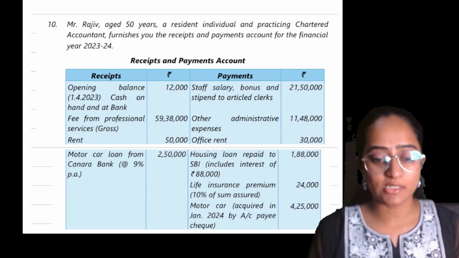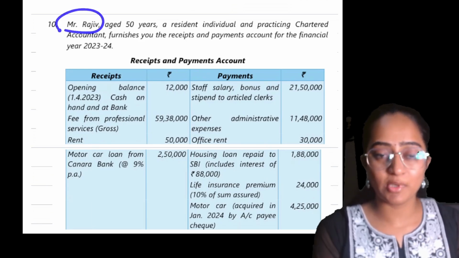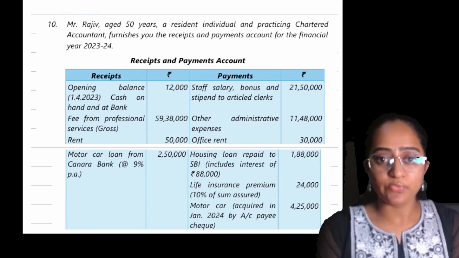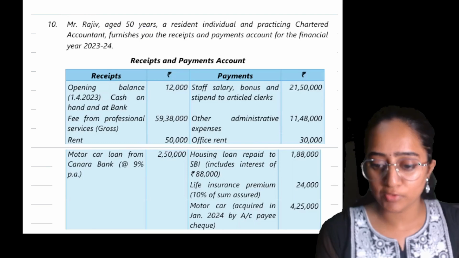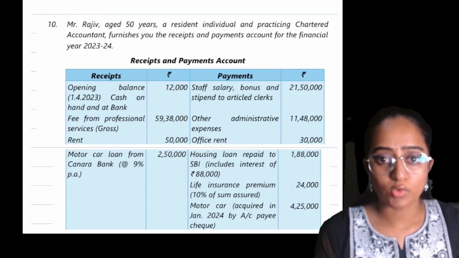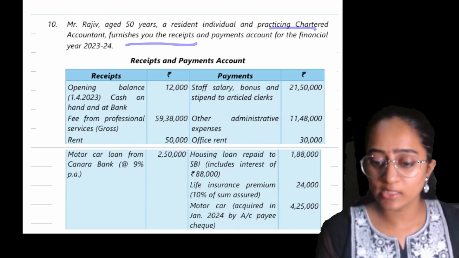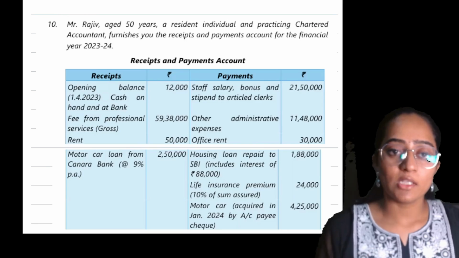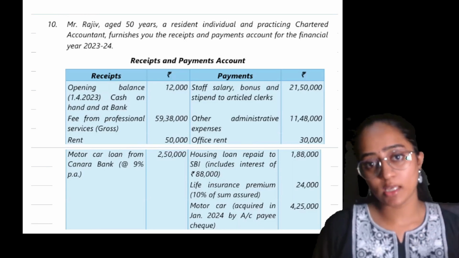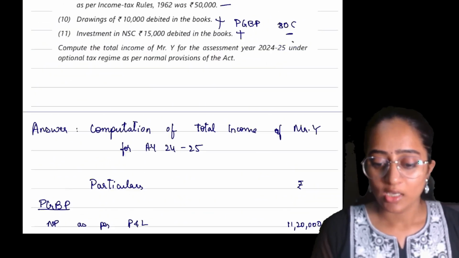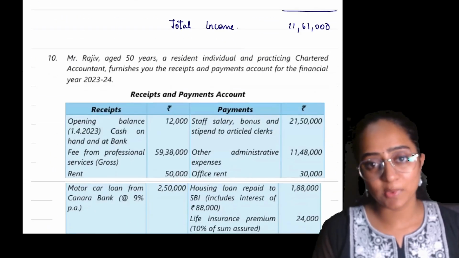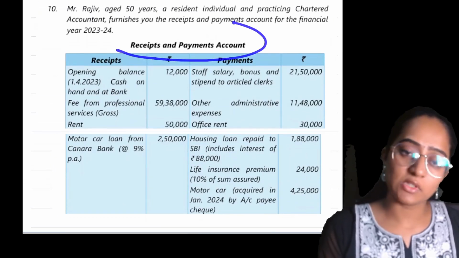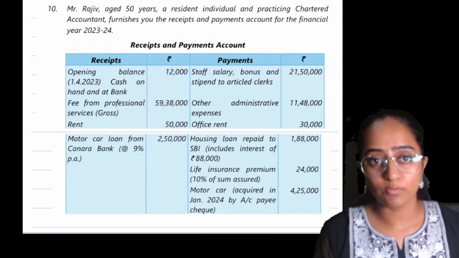Next question, Mr. Rajiv, question number 10 of your test your knowledge. Age 50 years, a resident individual and a practicing chartered accountant furnishes you the receipts and payments account. See, this question is a bit different. Okay, as of now, you have looked into questions wherein P&L information or income and expenditure information was given, but in this question they have given you receipts and payments account information.